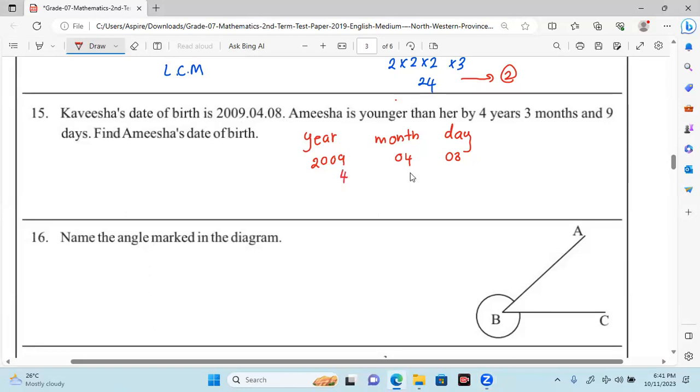Then 4 years, 3 months and 9 days should be added to, sorry, not mine actually, Kavisha's birthday. Then 8 and 9 added, it is 17. 4 and 3 added, it is 7. Then 9 and 4, that means Amisha's birthday is 2013, 7th month and 17th day.